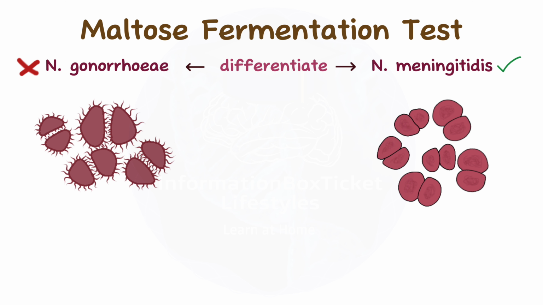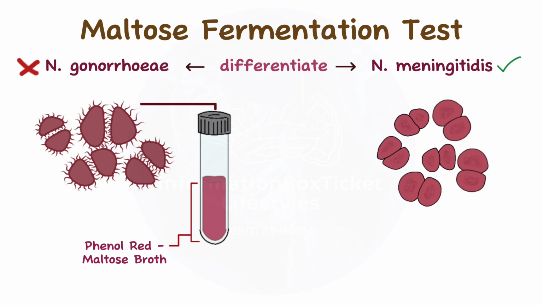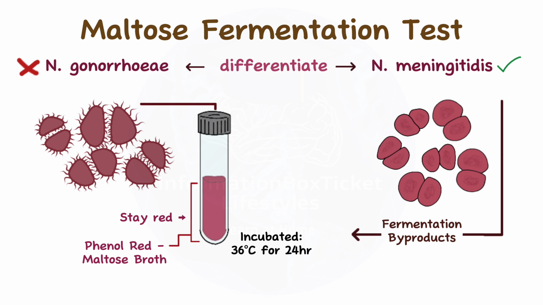To perform this test, a pure sample from the suspected bacterial culture is transferred into a sterile tube containing phenol red maltose broth, which is then incubated at 36 degrees Celsius for 24 hours. Since N. gonorrhoeae doesn't ferment maltose, the solution remains red, whereas with N. meningitidis, fermentation byproducts cause the solution to turn yellow.